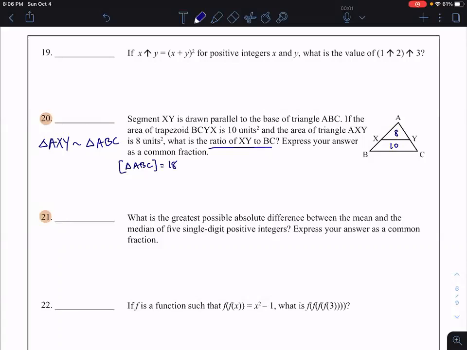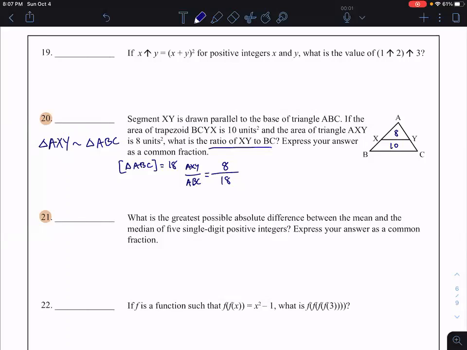So we're gonna do this, okay? We're gonna put the area of triangle AXY on top and the area of triangle ABC on the bottom. This is AXY, ABC. Okay. So the ratio of the 2 areas of the triangles is 8 to 18.